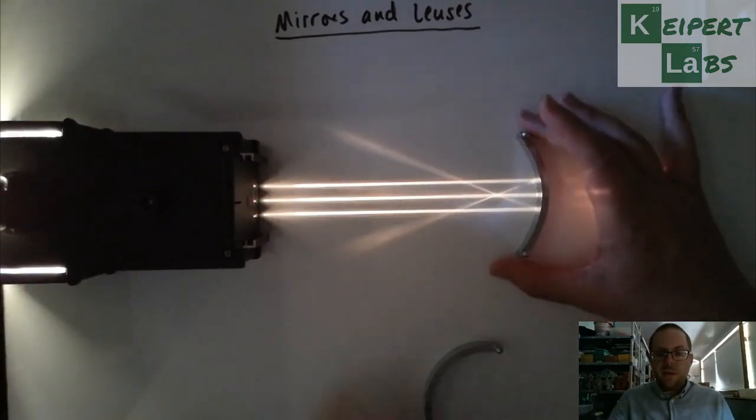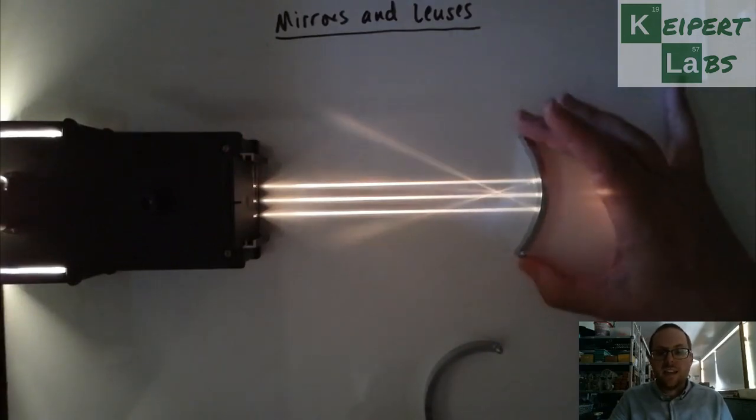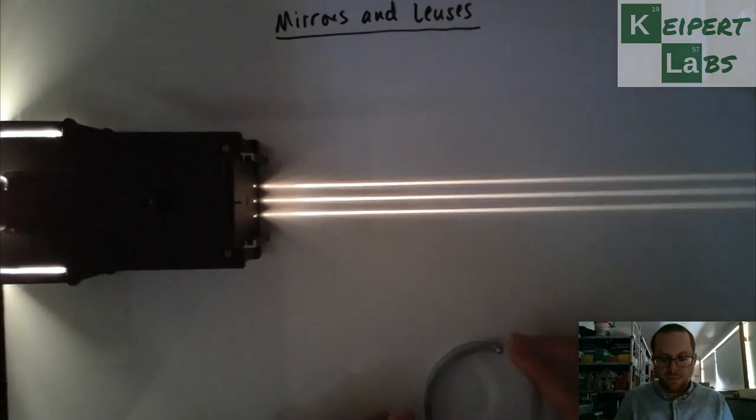So we've looked at plane mirrors and curved mirrors, whether they're curving towards or away from the light source, seeing how that affects their behaviour. Now let's have a look at prisms and lenses.